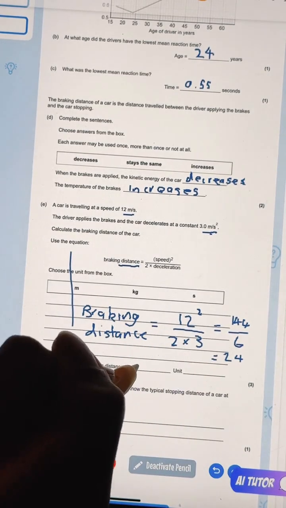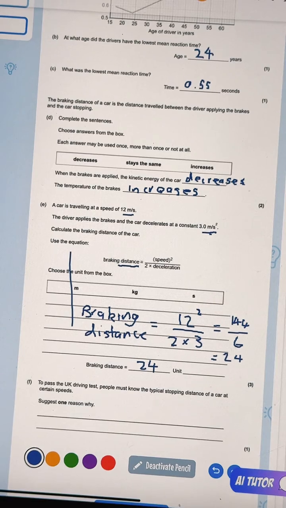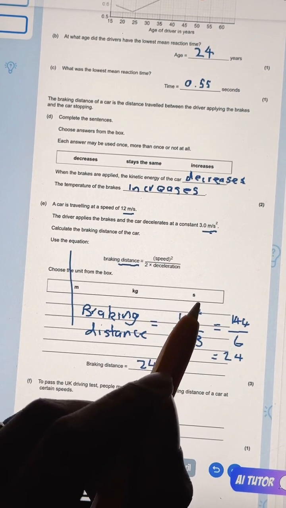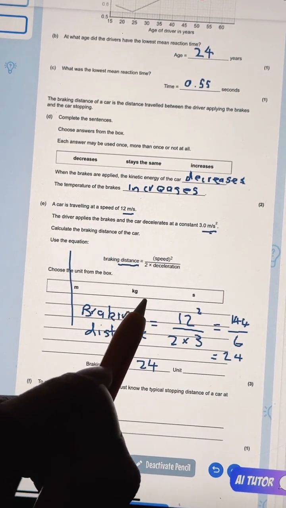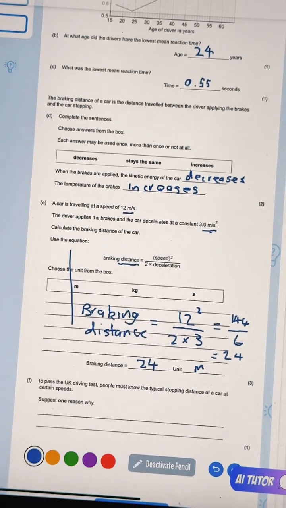So the value is 24, and the unit is, because it's a distance, it would be measured in seconds. No, because it's a measure of time. And kilograms, no, because it's a measure of mass. So the answer is meters. 24 meters.